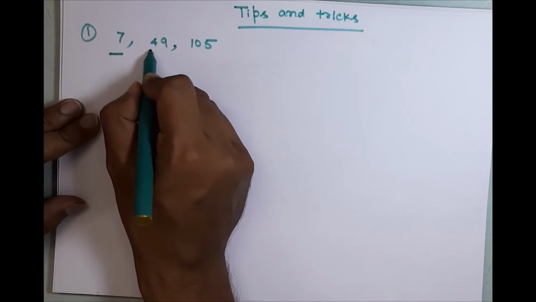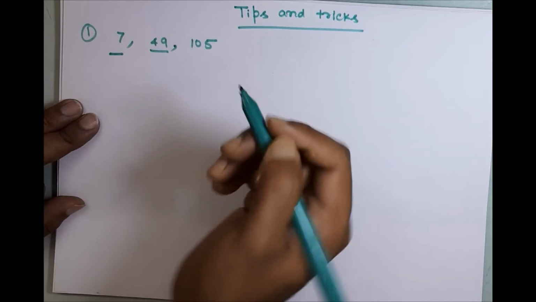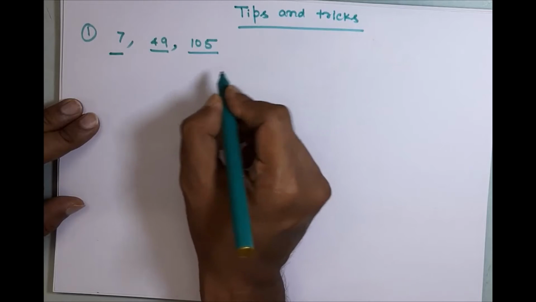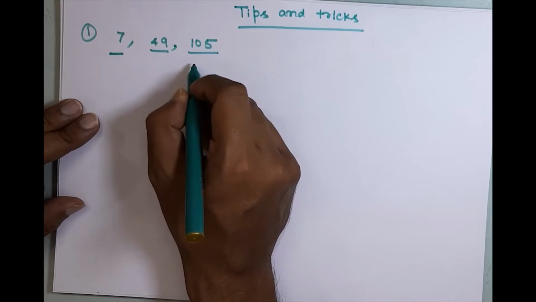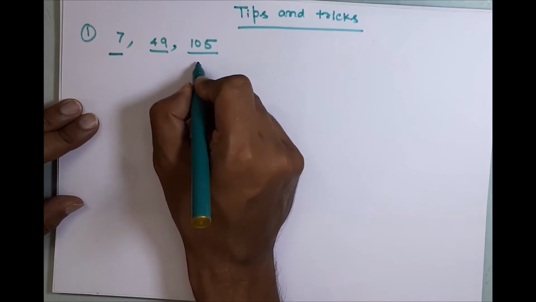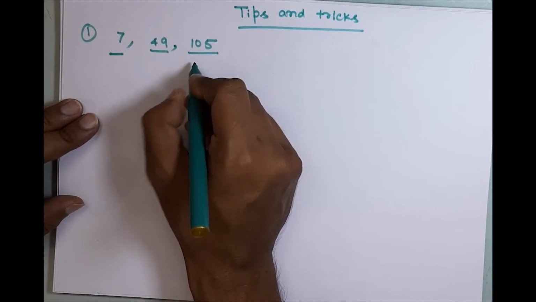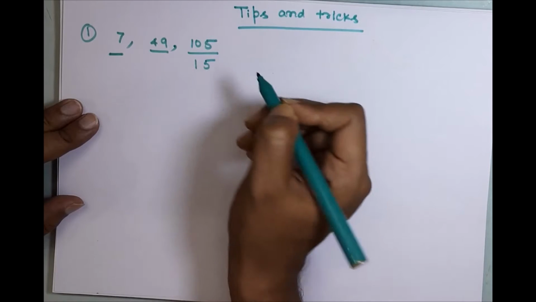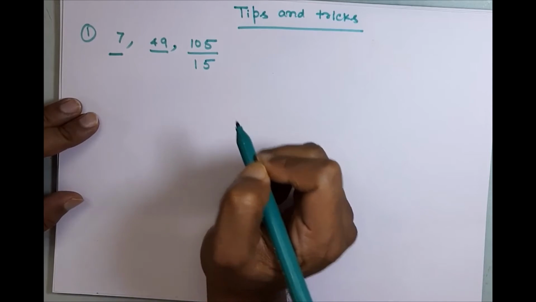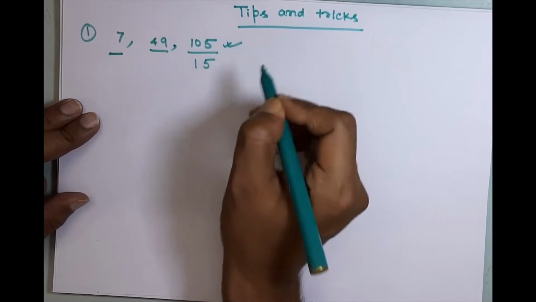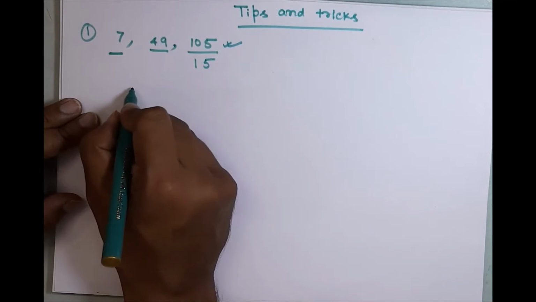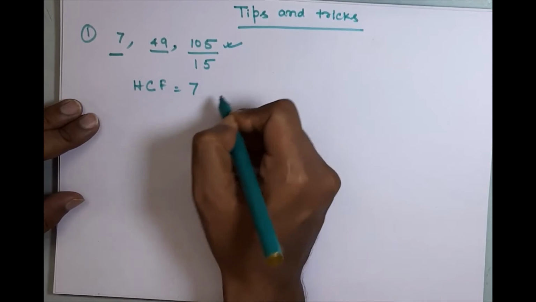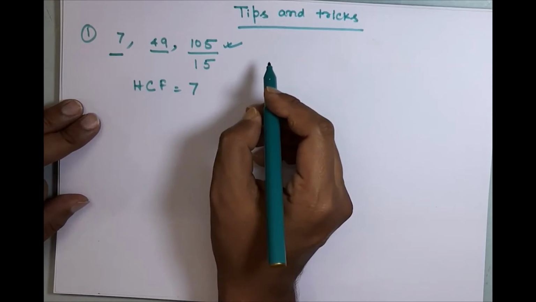If you can see, 49 can easily be divided by 7. What about 105? Yes, it is also divisible because 7 is a factor of 105. If we divide 105 by 7, 7 ones are 7, 7 fives are 35, we get the quotient 15, so it is completely divisible. So 7 becomes my HCF here. You can directly write HCF equal to 7 for 7, 49 and 105.